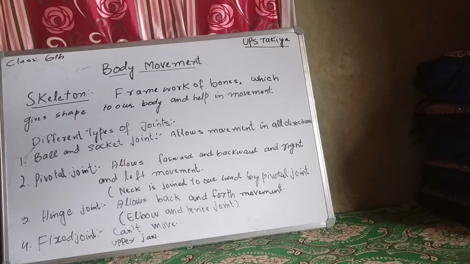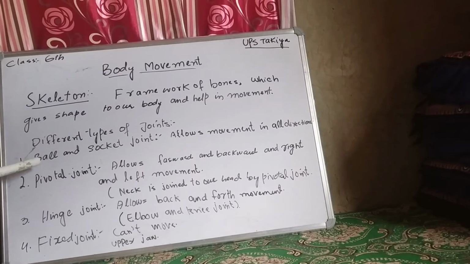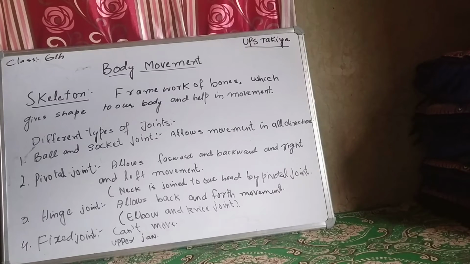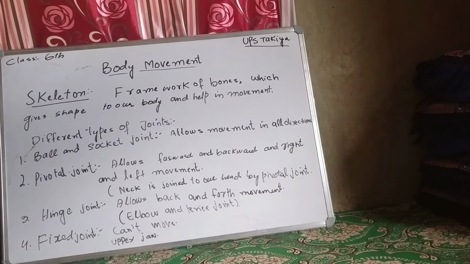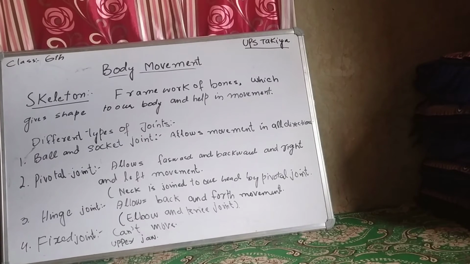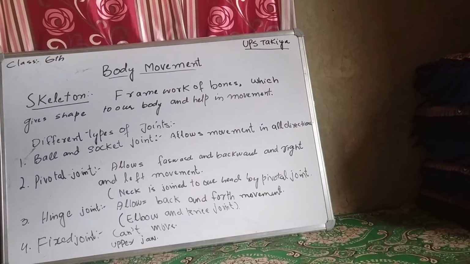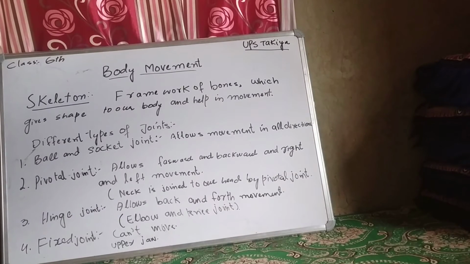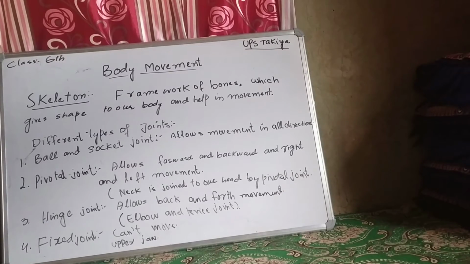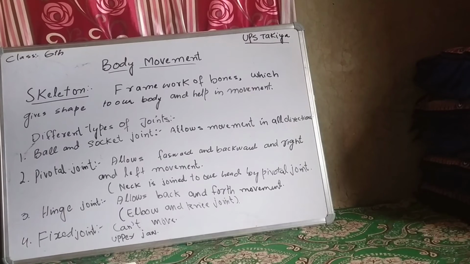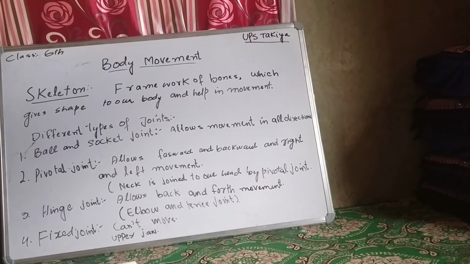First is ball and socket joint. This joint allows movement in all directions. This joint is present in shoulder and hip. We can move it at an angle of 360 degrees. So we can move this joint. This joint helps the movement in all directions.